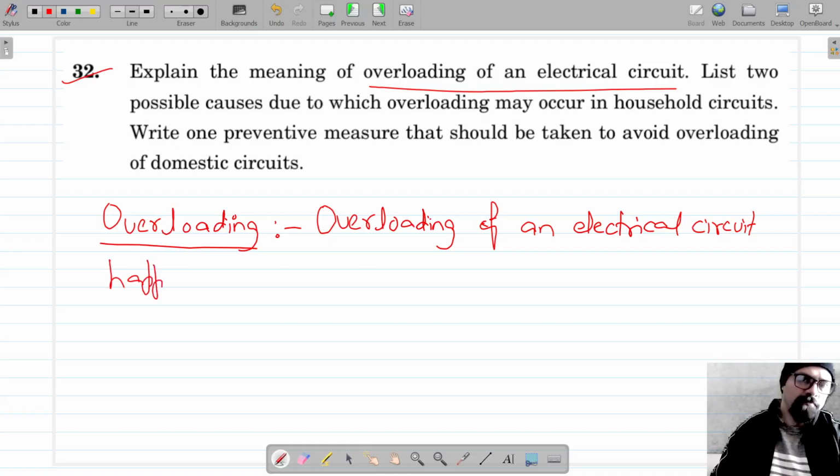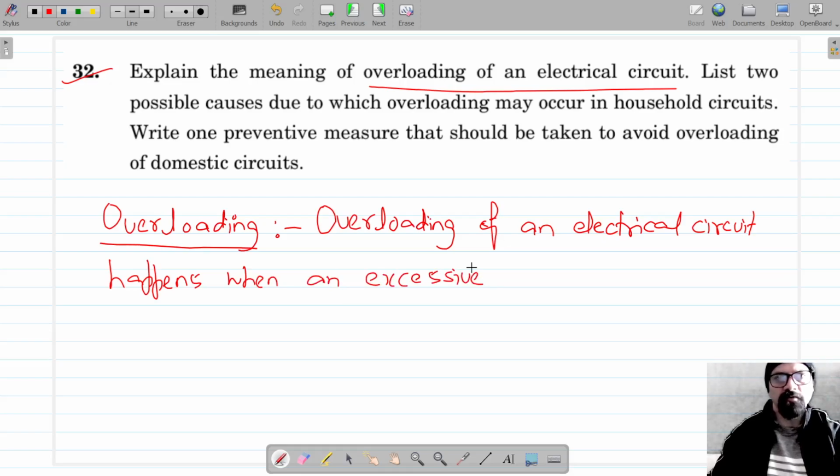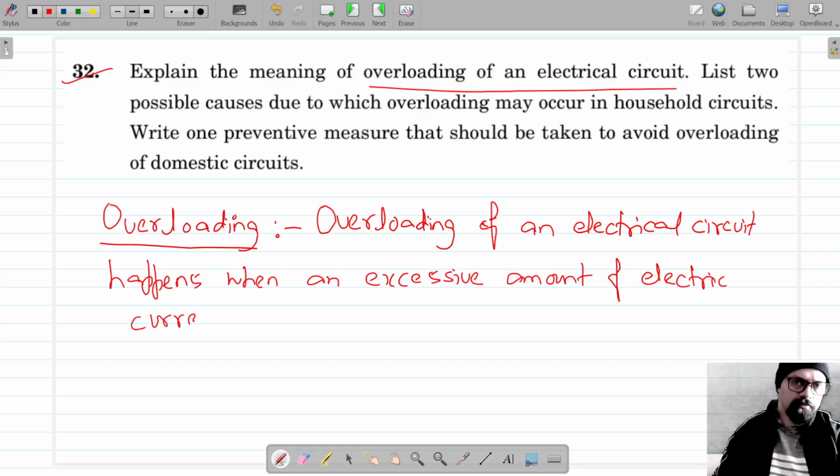So overloading happens when an excessive amount of electric current flows through wires. That is overloading.